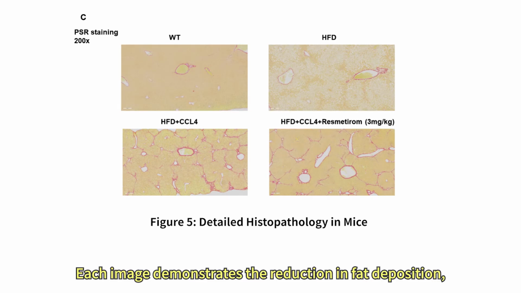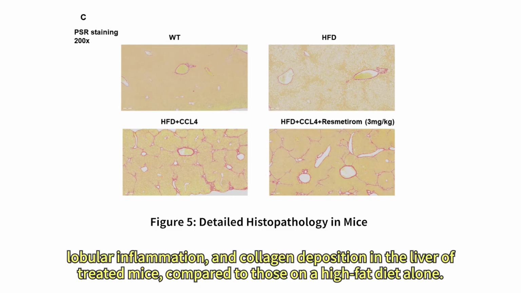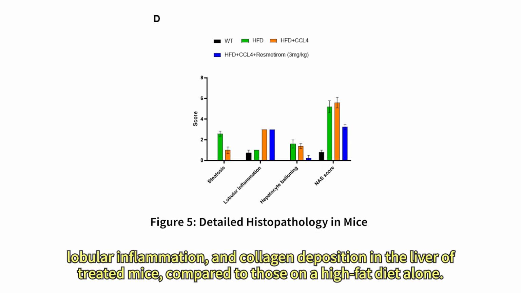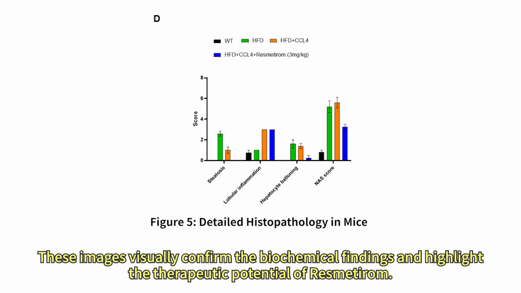Each image demonstrates the reduction in fat deposition, lobular inflammation, and collagen deposition in the liver of treated mice, compared to those on a high-fat diet alone. These images visually confirm the biochemical findings and highlight the therapeutic potential of resmetirom.